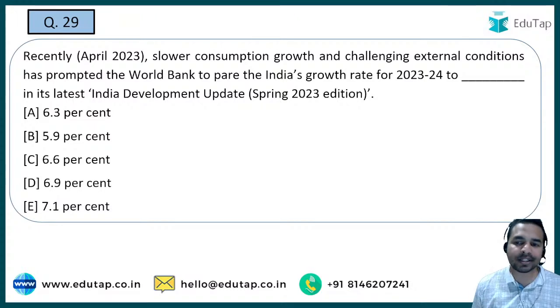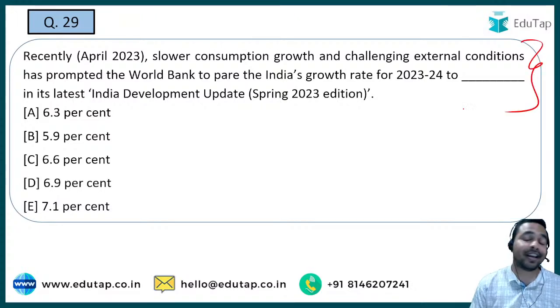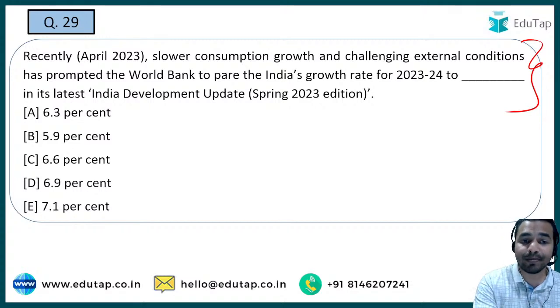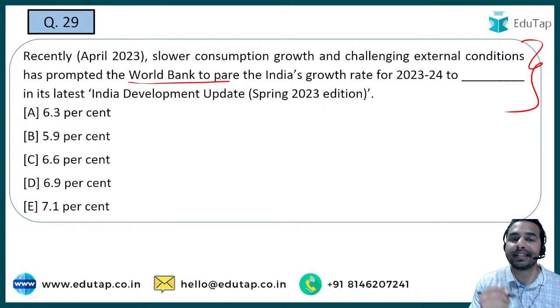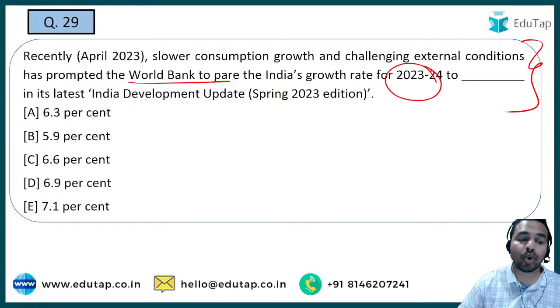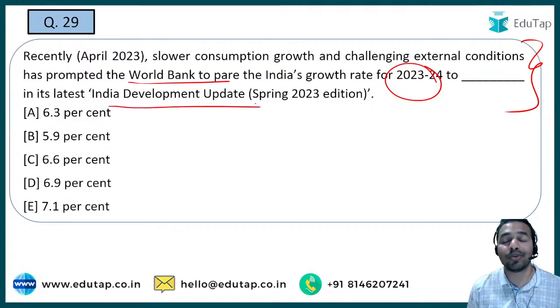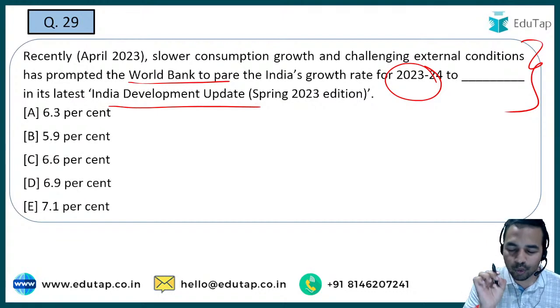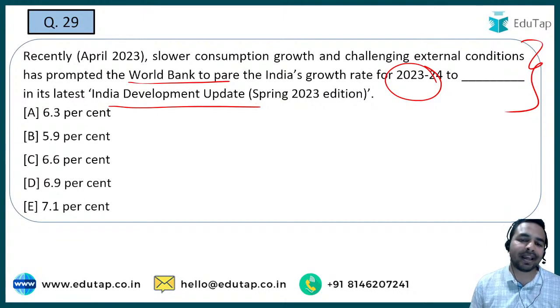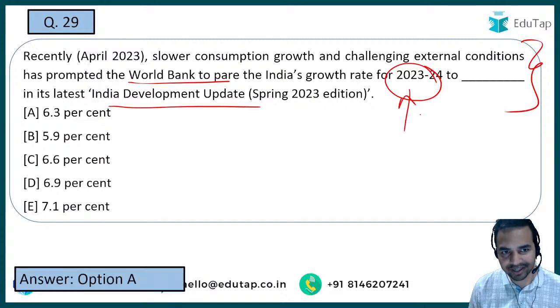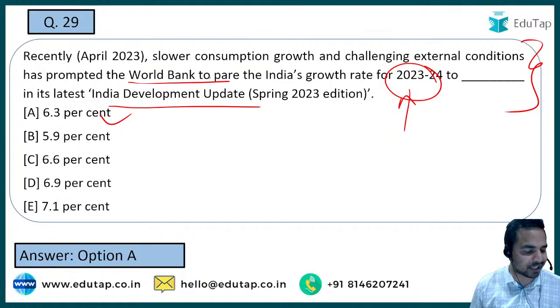So guys, the next question in front of you, you can see that a very long question is there, but the question is on very easy lines. The question starts from here: the World Bank recently put India's growth rate for the fiscal year 2023-2024 at what percentage as per its latest report, that is India Development Update Spring 2023 edition. So it is on very easy lines. What growth rate has the World Bank recently put for India for the fiscal year 2023-24, and the right answer is option A, that is 6.3%.